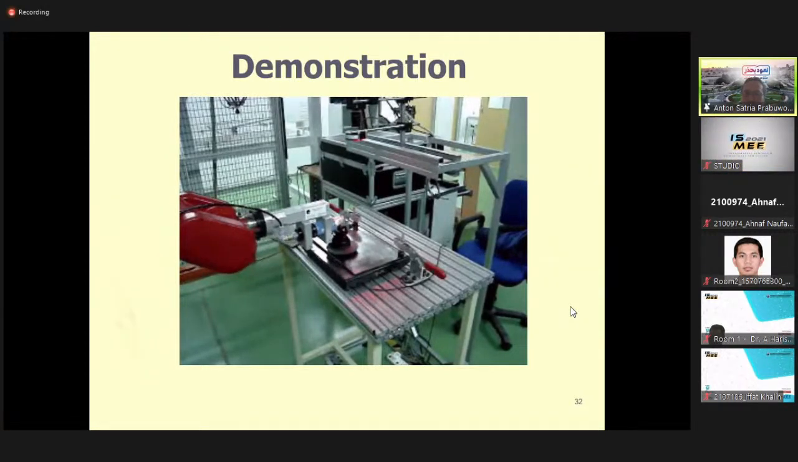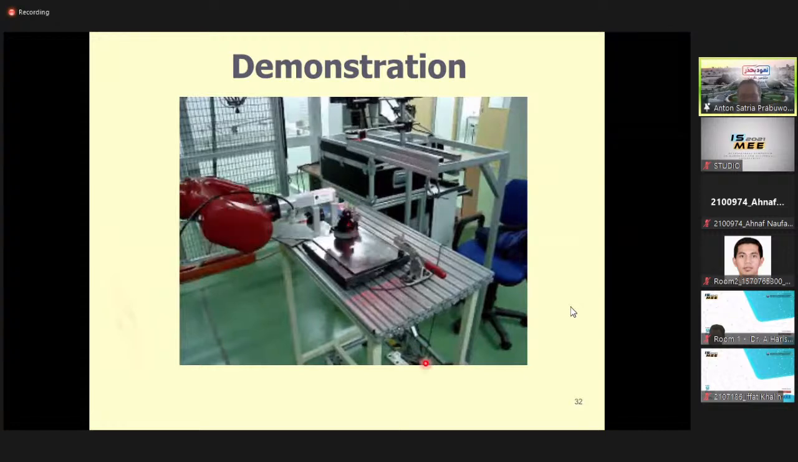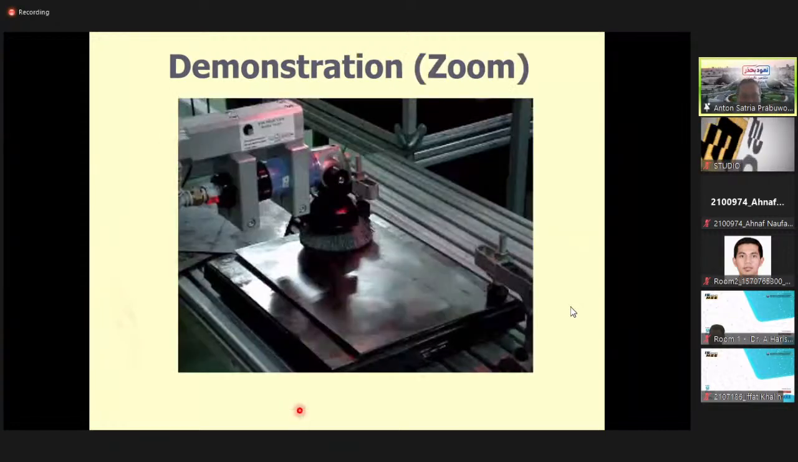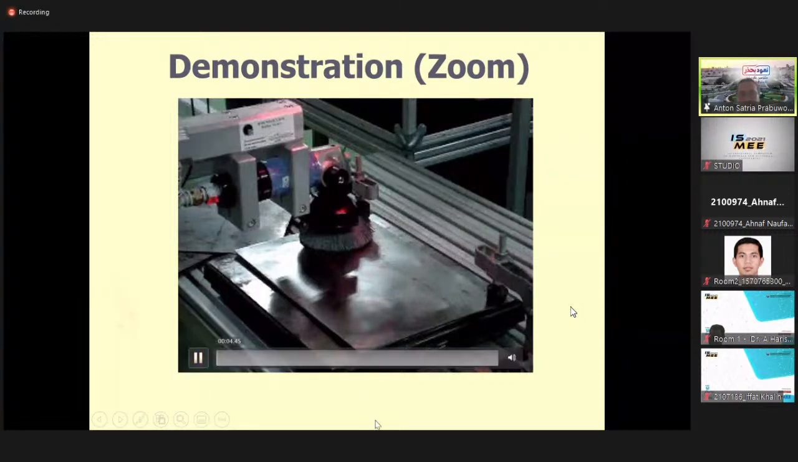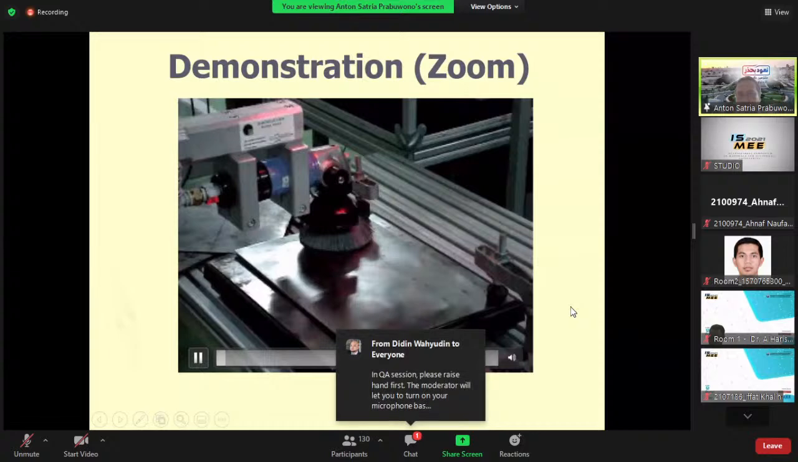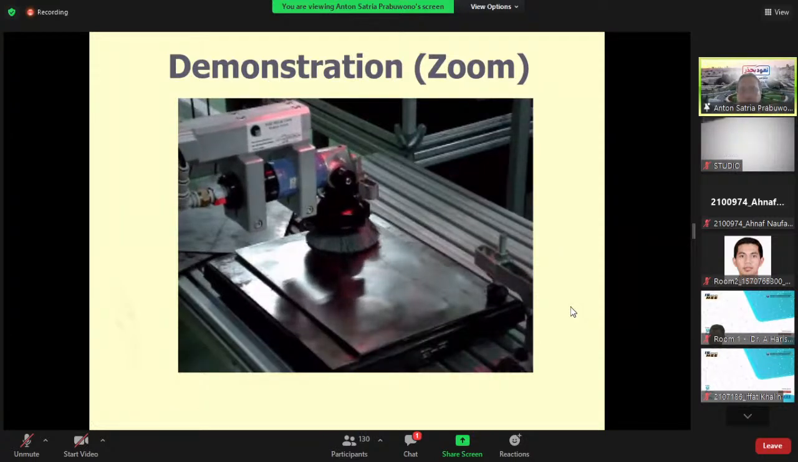Right, so this is the specimen, and then the end effector of the robot. All right, so resume the demonstration. Zoom out. Okay, so you can see much better, I think. All right, and start the process.